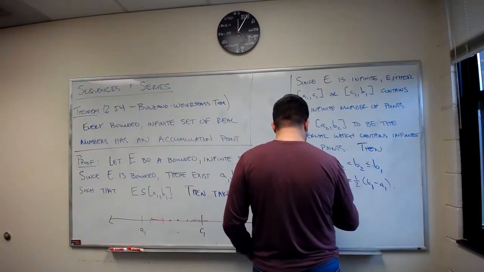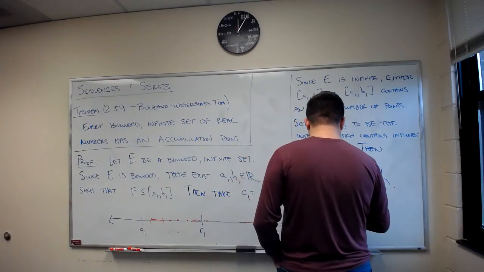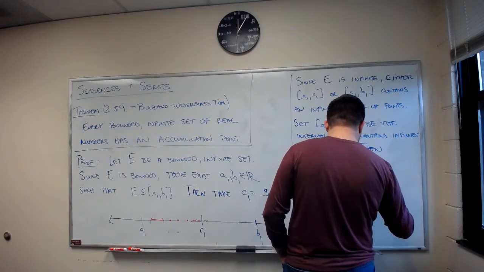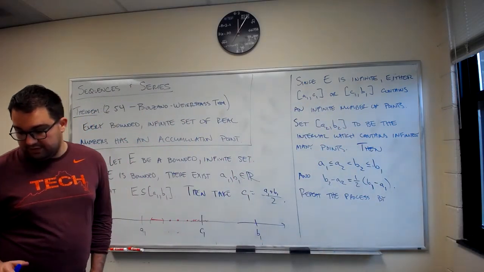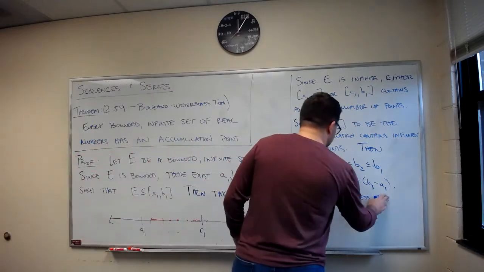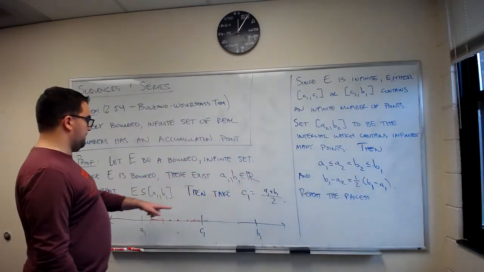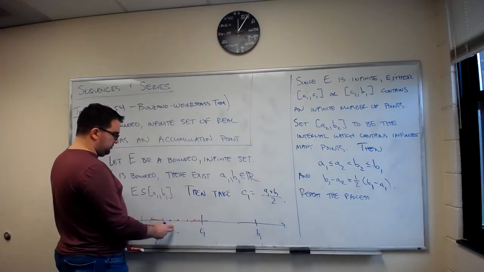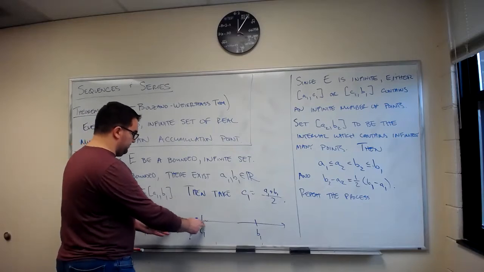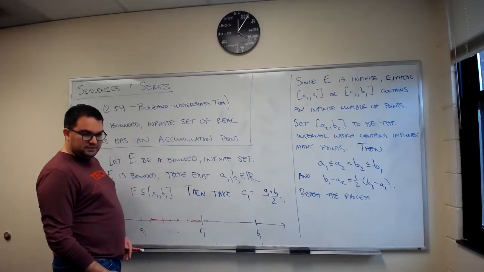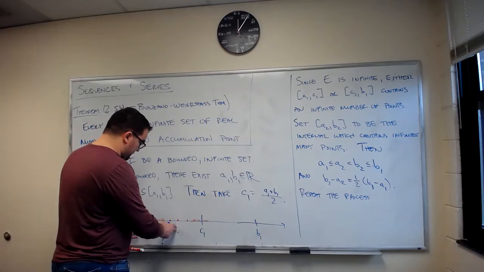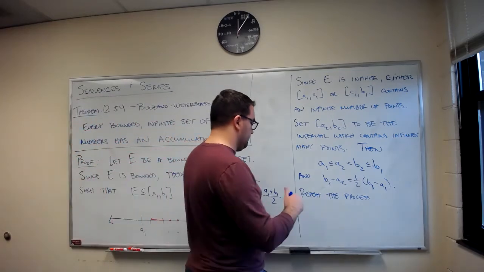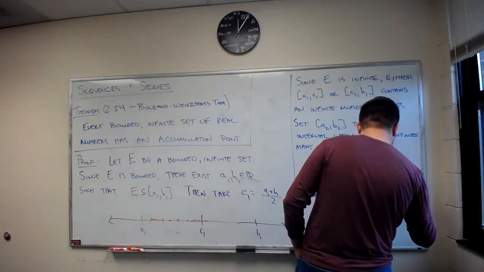When I say repeat this process, what I mean is, now I've got A2, B2. Let's say it's here. Then I'll choose C2, that'll be the midpoint of that. Then one of these subintervals will have to contain an infinite number of points. I'll choose that to be my new subinterval. Then I repeat and I keep going over and over again.